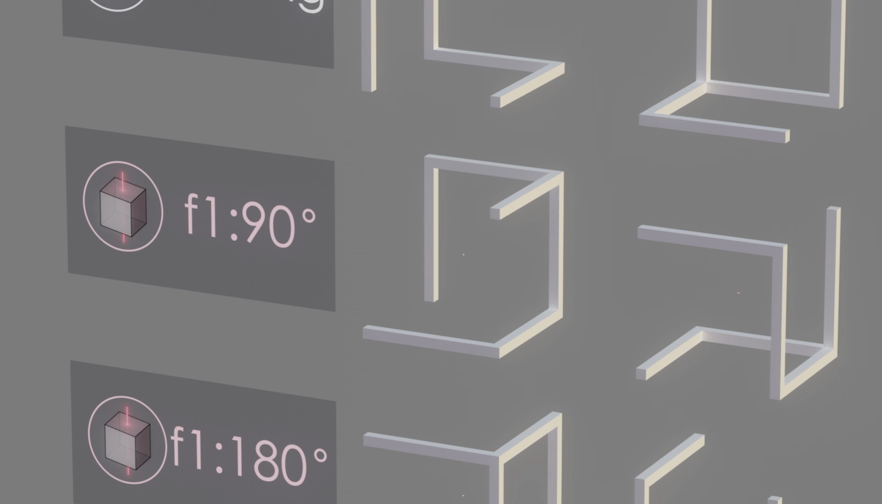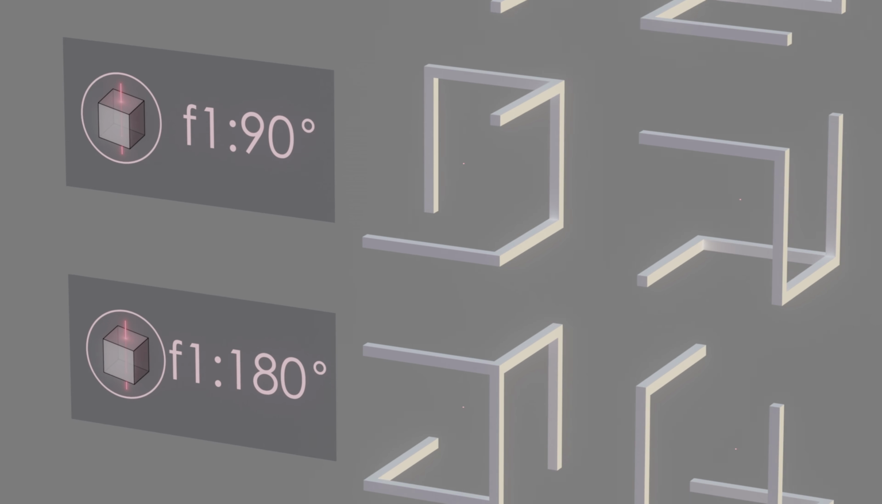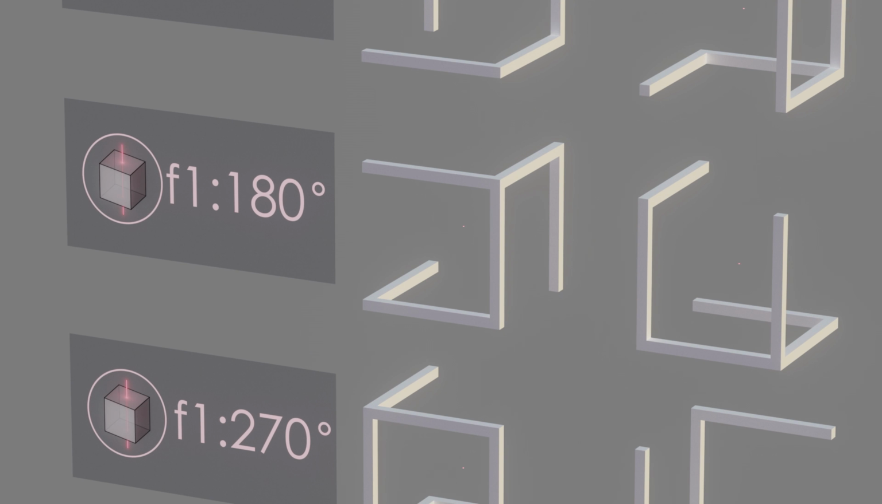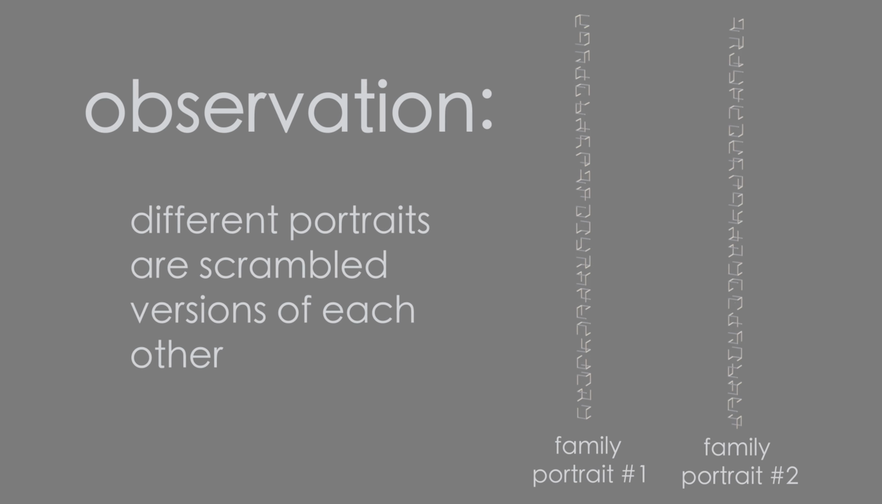These two show the result of applying a 90-degree rotation, but clearly two different cubes will remain different after a 90-degree twist. And they remain different when they are both turned by 180 degrees, and so on. So we can see that while these two columns have complete agreement about their overall contents, they necessarily have zero agreement about which family members actually go where. So we can make an observation. Different portraits of the same family are just scrambled versions of each other.